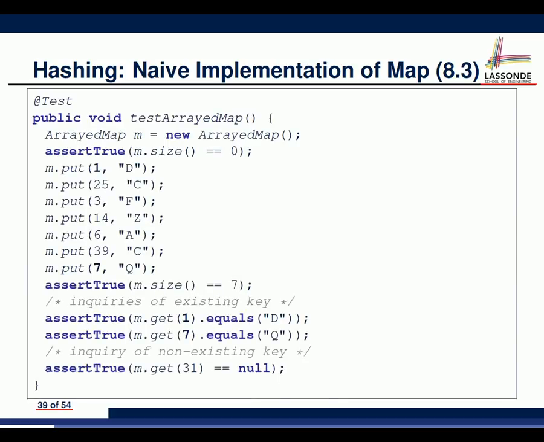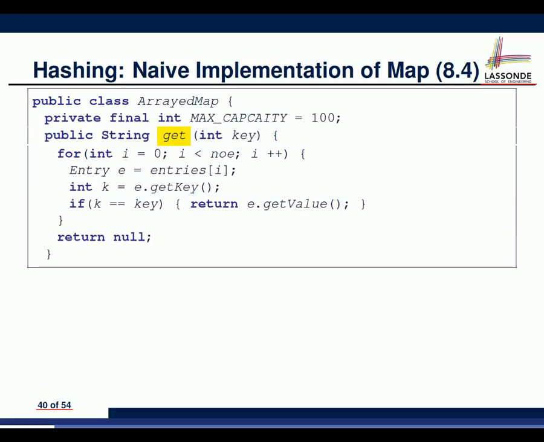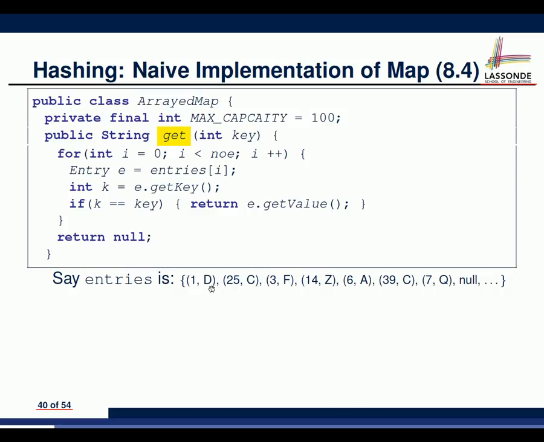Now let me ask you a question over here. Let's go very slowly. Let's say this is the order of the array. The first entry at index 0 is 1D, where 1 is the key and D is the value. The second entry at index 1 is 25C, and so on. We only have 7 entries over here. Let me warm you up: I want to know how efficient it is to say m.get with key value 1. How efficient is that?